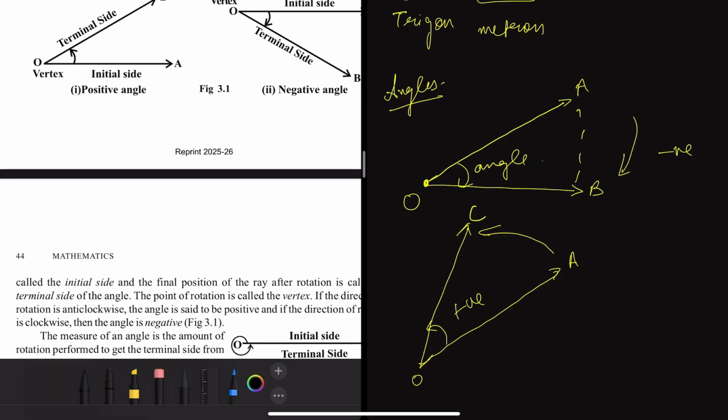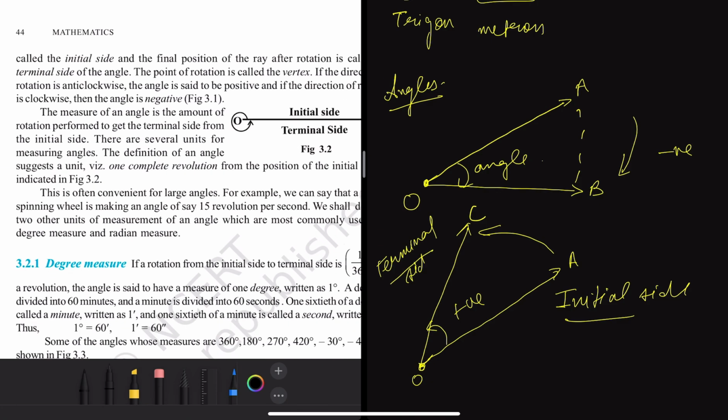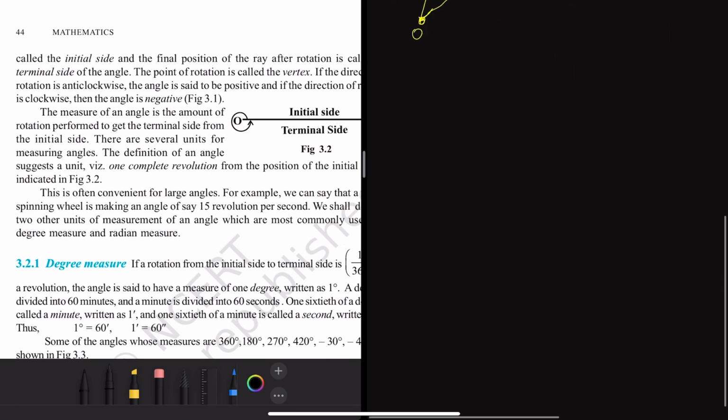The ray which is rotated is known as the initial side, and the ray where it stops is known as the terminal side. So initial and terminal, and this is known as the vertex. This is some basic terminology that you need to know.